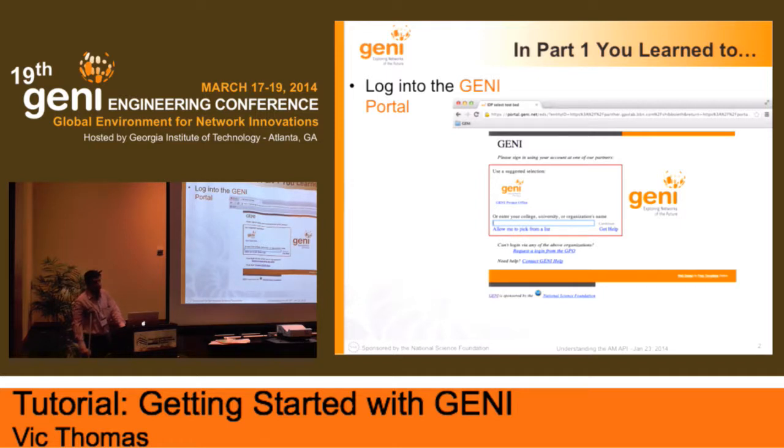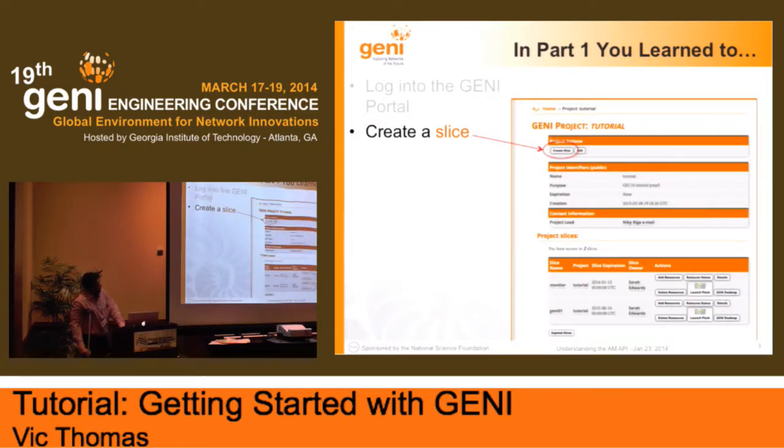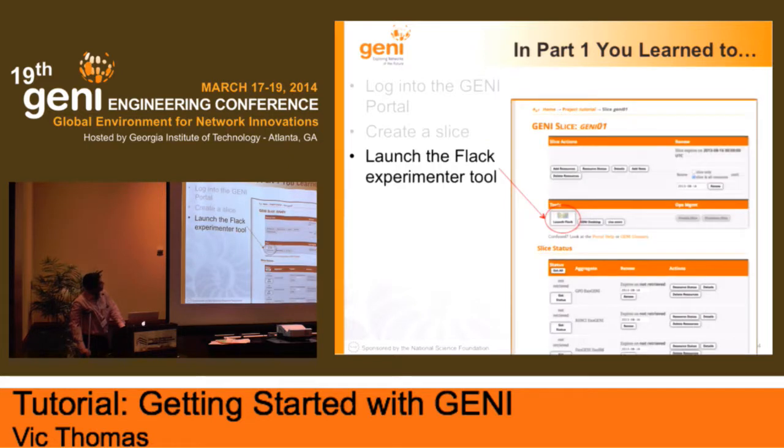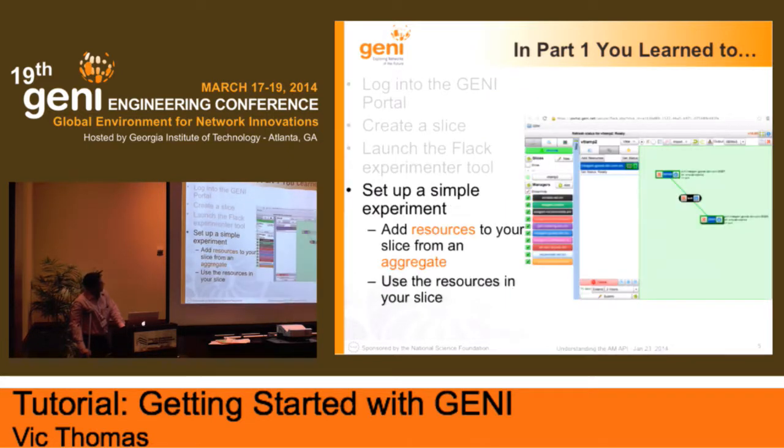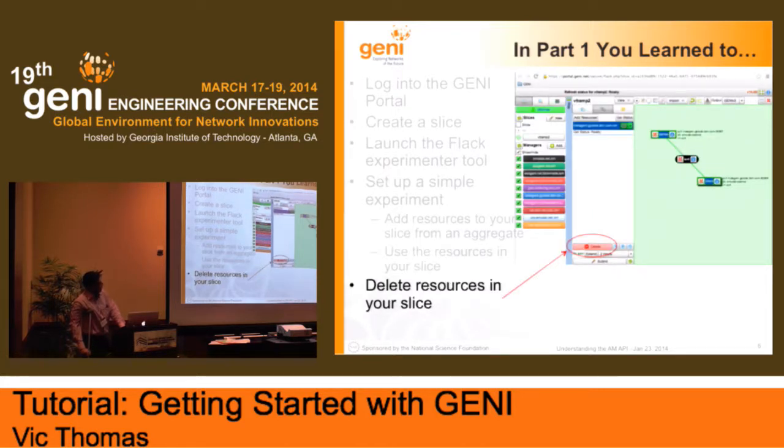So in part one, just to review, you learned how to log into the GENI portal. You learned how to create a slice. You launched the FLACK experimenter tool. And then you ran a simple experiment. You got resources from aggregates, in your case from one aggregate, and then you used the resources. And when you were done, you deleted these resources in your slice. I hope you all deleted resources in your slice. If you didn't, now would be a good time to do it.